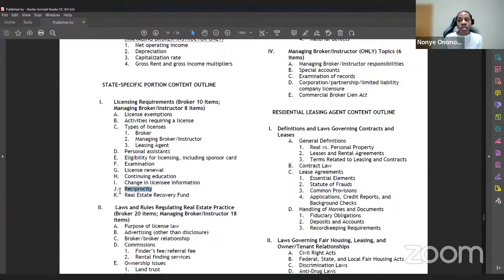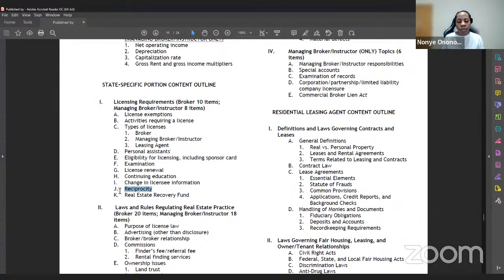And then reciprocity, understand reciprocity. I have a video on it, but these are states that we have some sort of agreement with because our licensing process and the way we practice real estate are similar. So with these states, it's easier to get a license in that state if you've been licensed here in Illinois for at least 2 years, and vice versa. If you've been licensed there for at least 2 years, it's easier to get your license here in Illinois.